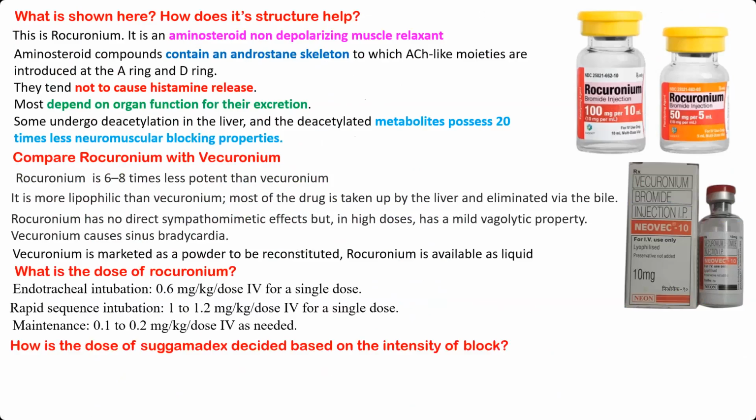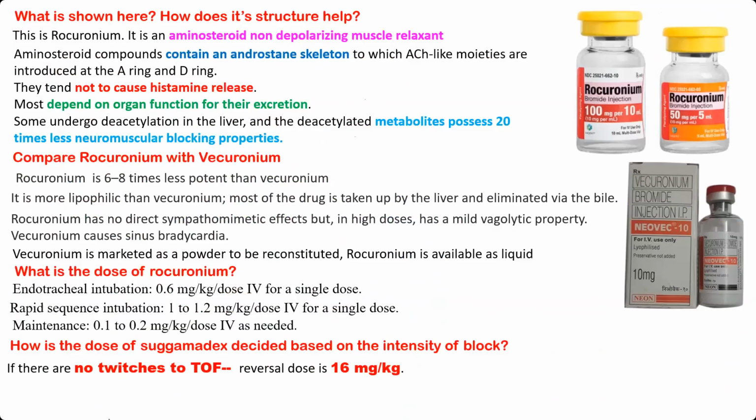What is the dose of sugammadex decided based on the intensity of rocuronium blocking? For profound block, up to 16 milligram per kg sugammadex can be given. For routine reversal, a minimum of 2 milligram per kg dose can be given. In between, for moderate block, 4 to 8 milligram per kg. So it is based on the train of four. With that only we decide.